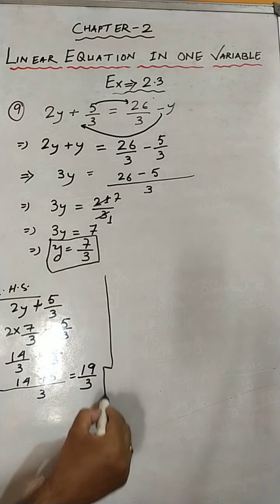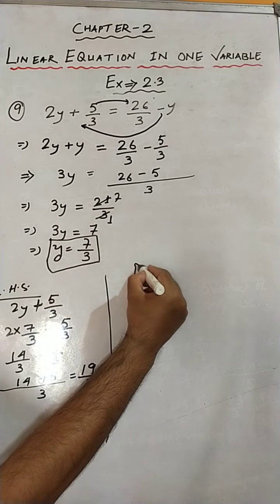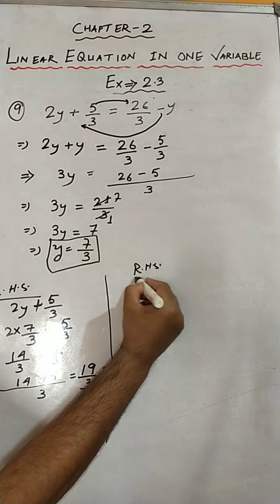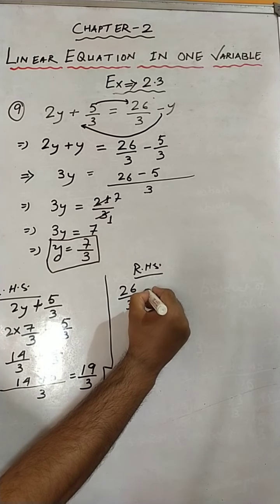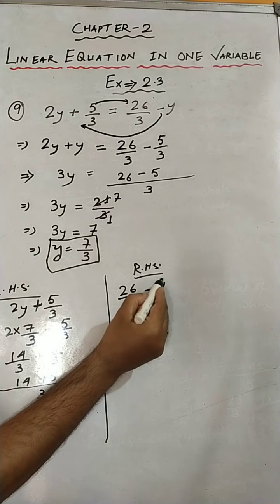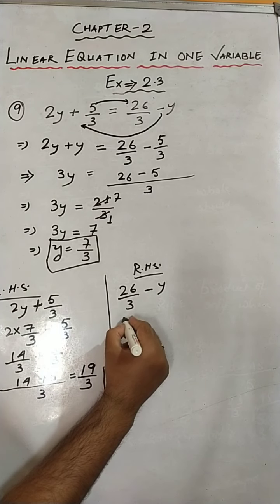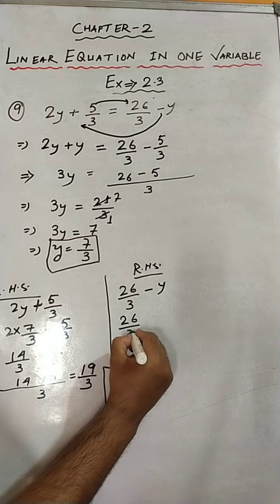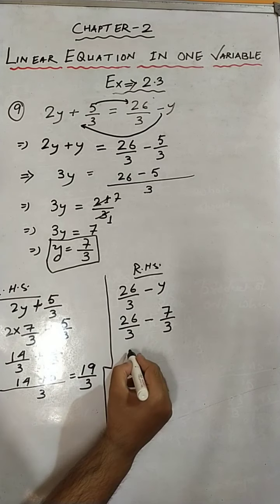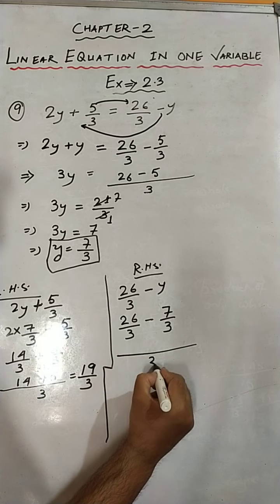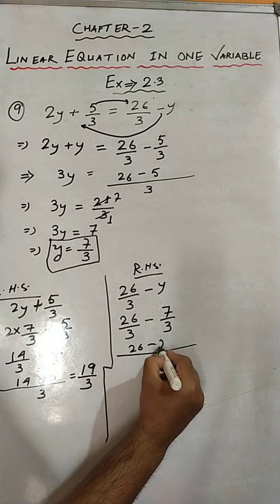Now let's do RHS, the right hand side. So what do we have there in RHS? 26 by 3 minus y. So in place of y we'll write 7 by 3. So 26 upon 3 minus 7 by 3. Now what would the LCM be? LCM would be 3. We'll write 26 minus 7.